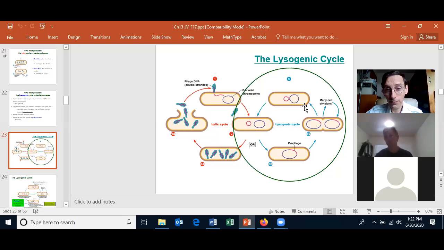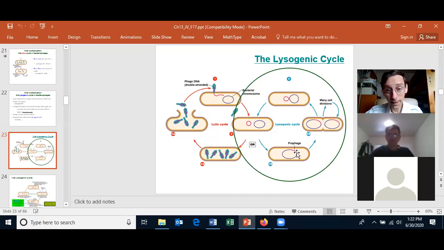What changes the cell from leaving the lysogenic life cycle to entering the lytic life cycle is not well understood. They've been studying that now, I would say, for over 50 years. It's probably over 70 years now. And they still don't have a good feeling for why the prophage decides to leave the lysogenic life cycle.